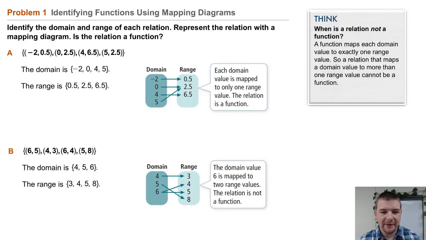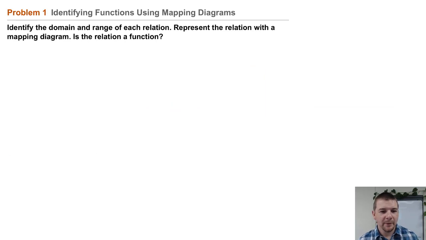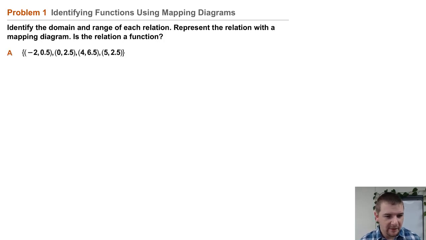Problem 1. Identifying functions using mapping diagrams. Identify the domain and range of each relation. Represent the relation with a mapping diagram. Is the relation a function? So we start with A. We have a set of 4 ordered pairs: (-2, 0.5), (0, 2.5), (4, 6.5), and (5, 2.5).